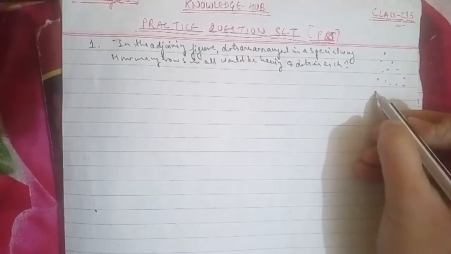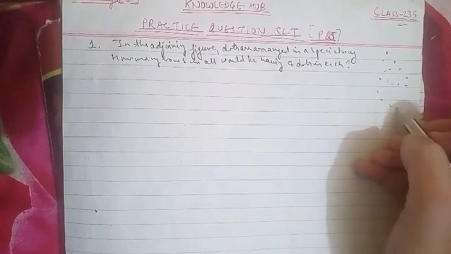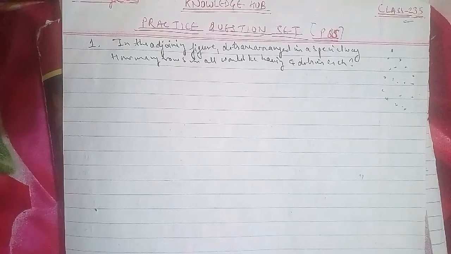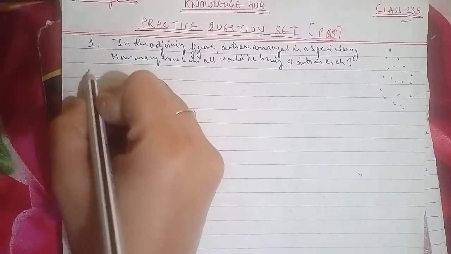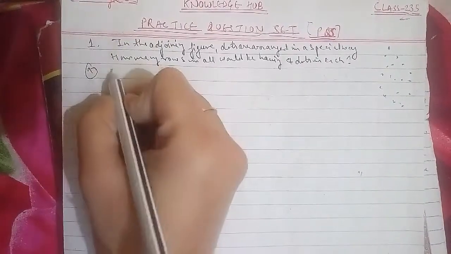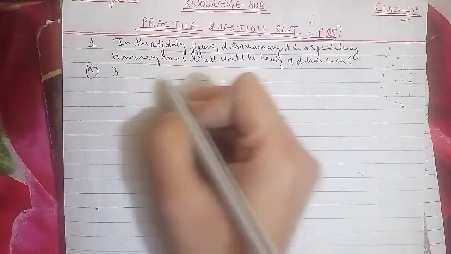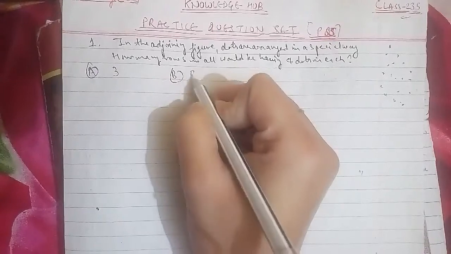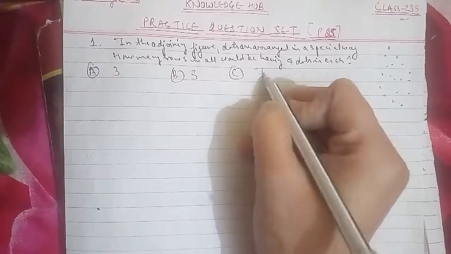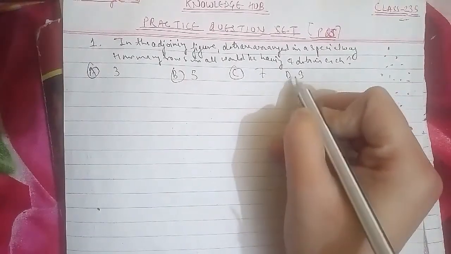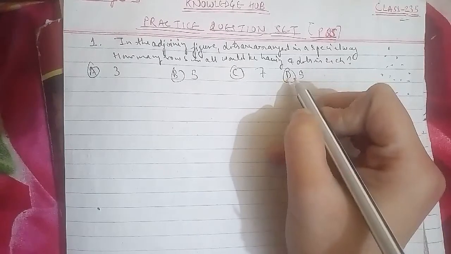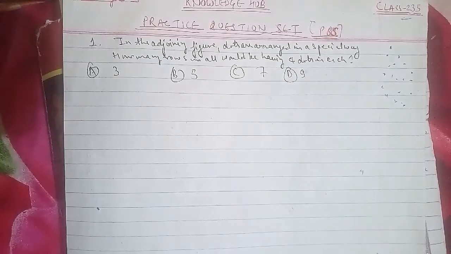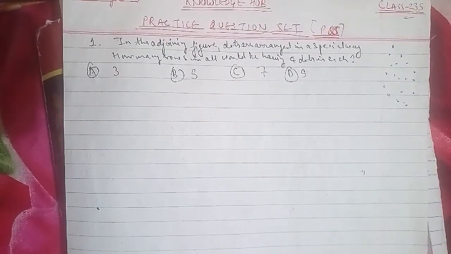The options for the same we have here. Just write it down: A is 3, B is 5, C is 7, and D is 9. Among these options, your right answer is option C. C will be the right answer for this question. I will go ahead to the next one.